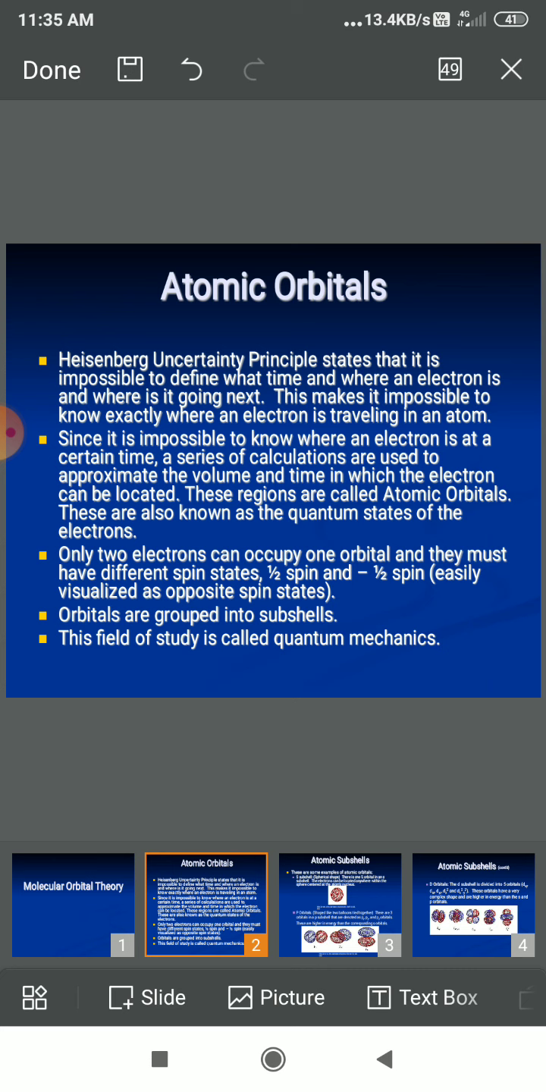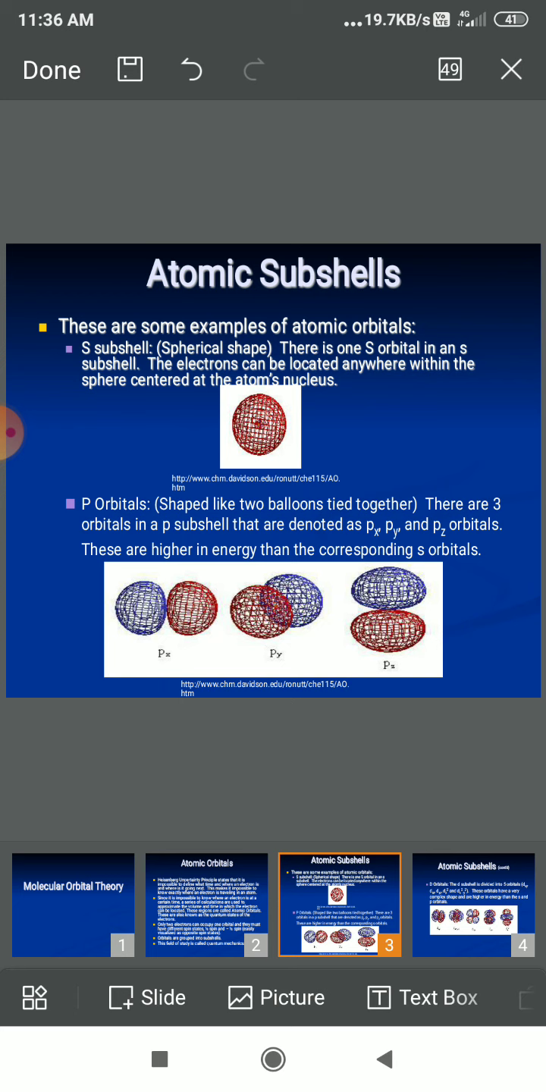They are also known as the quantum states of the electrons. Only two electrons can occupy one orbital and they must have different spin states, plus one half spin and minus one half spin, easily visualized as opposite spin states. Orbitals are grouped into subshells. The field of study is called quantum mechanics.